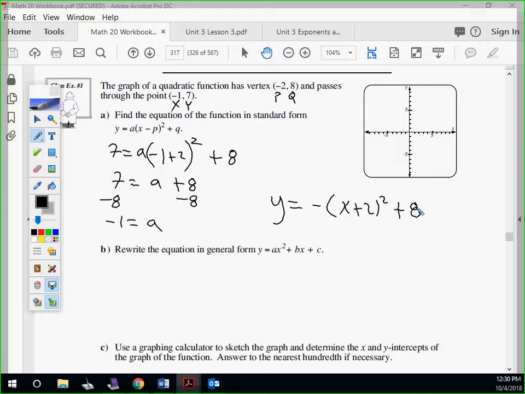What would that look like? It's left 2, up 8, so the vertex would be right there. And it's going downwards, so it looks something like this.